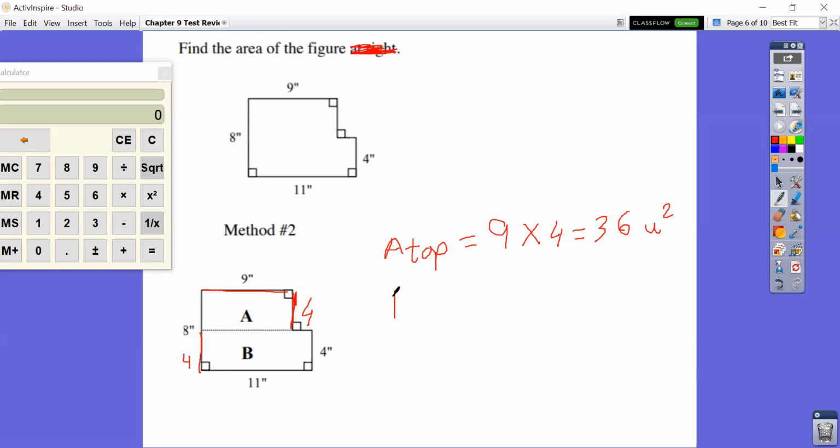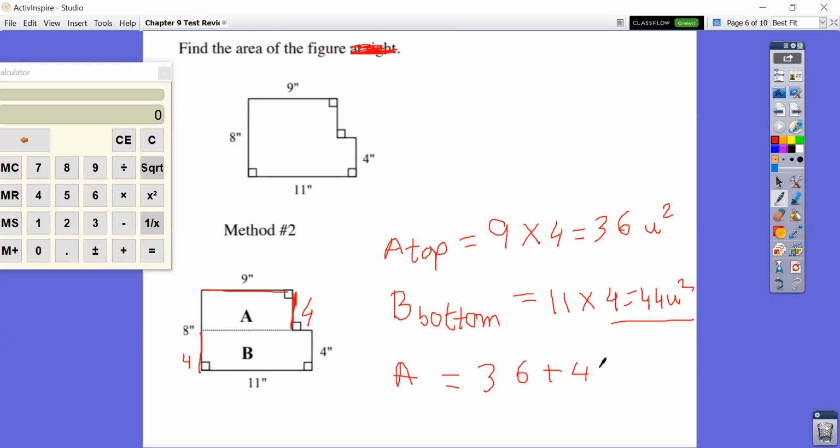The area on the bottom, B, or we call it the bottom. What do we multiply? We have 4 and 11. So we use length times width, 11 times 4. We get 44 square units. Now we have to find the final answer, the total area. We add these two together. Take 36 plus 44. Our answer will be the same, 80 square units.